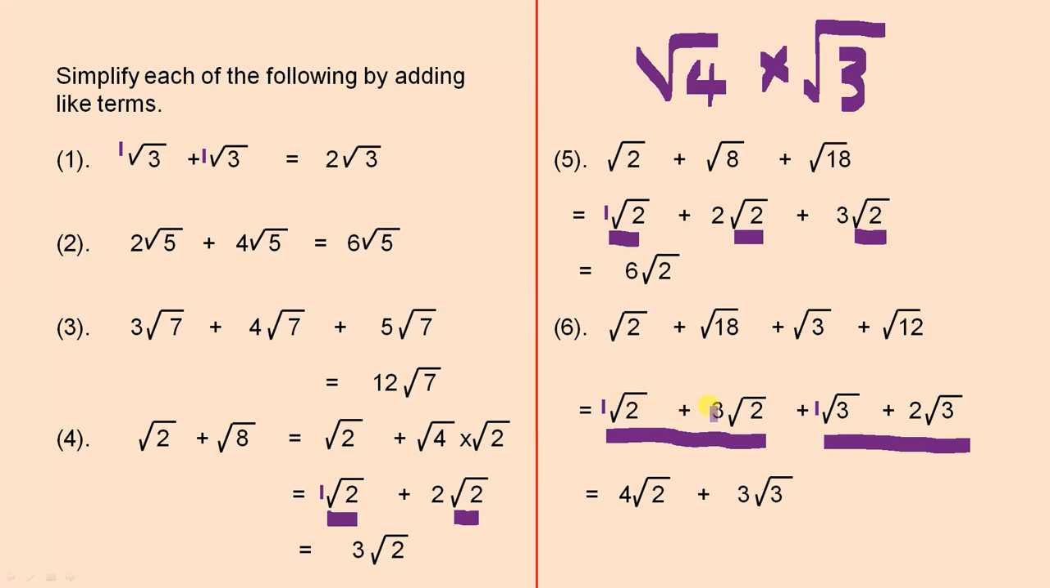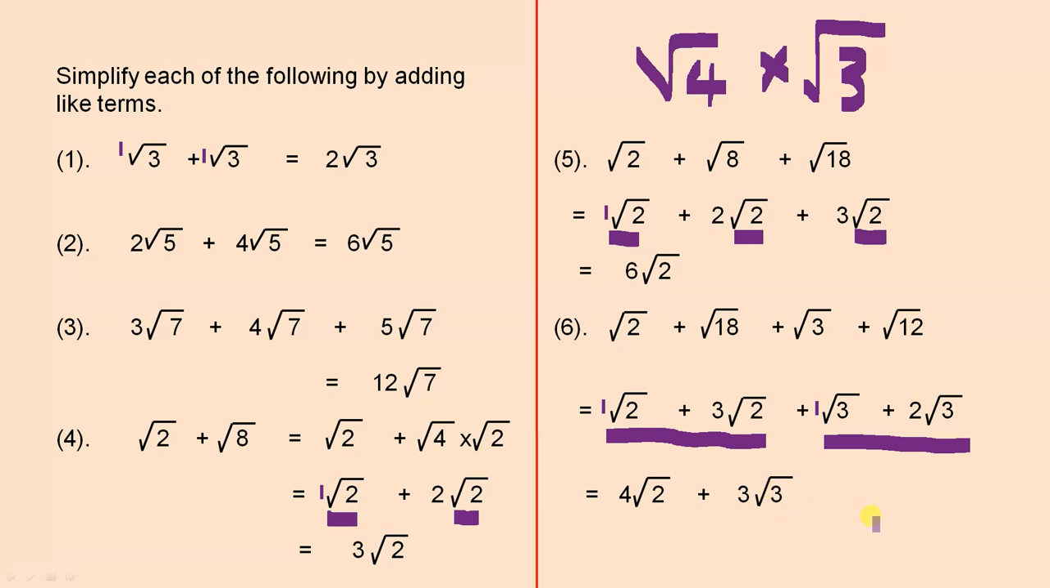1 the square root of 2 plus 3 the square root of 2 gives us 4 the square root of 2, so we've simplified those two. 1 the square root of 3 plus 2 the square root of 3 gives us 3 the square root of 3.